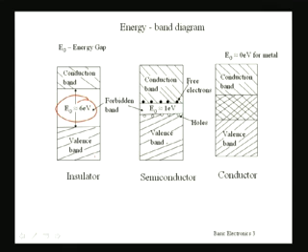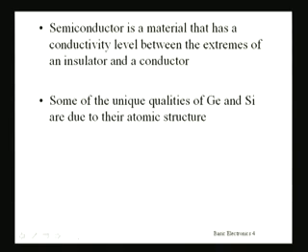And metals like copper, which are conductors, have overlapping conduction band and valence band, and they have 0 electron volt. That is why they are so conducting, because electrons can very easily shift between the valence band and the conduction band and take part in conduction. So a semiconductor is a material that has a conductivity level between the extremes of insulator and conductor that we have seen. And why is this so?